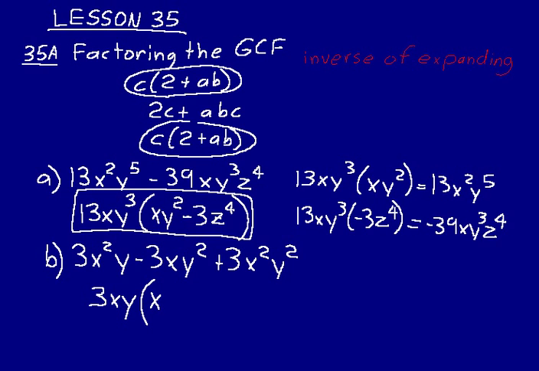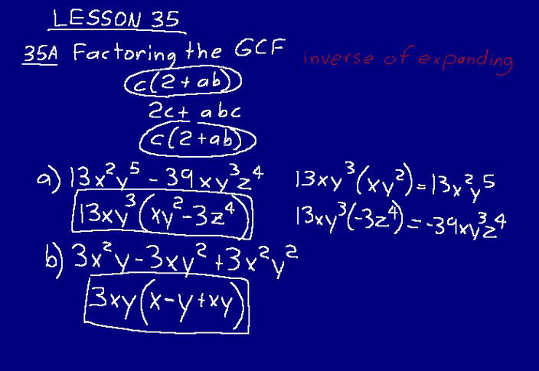And then the next term, it has a negative sign out in front of it, so we'll need one here. And we think, what would we multiply 3xy by to get back to 3xy squared? And that would just be a y. Because 3xy times a negative y, that equals a negative 3xy squared. And then the third term, what would we multiply 3xy by to get back to 3x squared y squared? Well, that would just be an x times a y. Because 3xy times xy is equal to 3x squared y squared. And so there's our factored form of that expression.